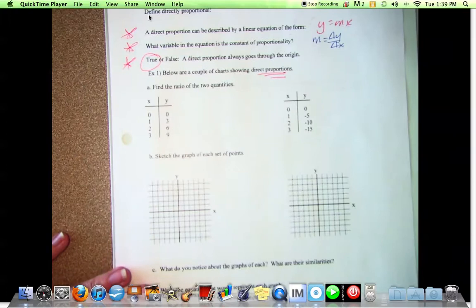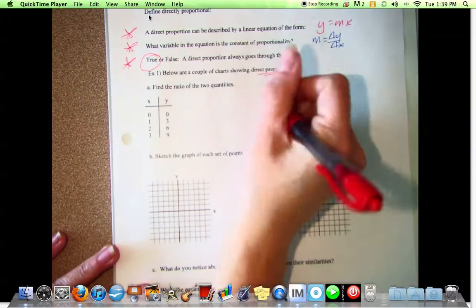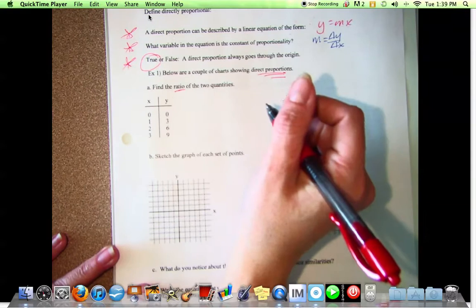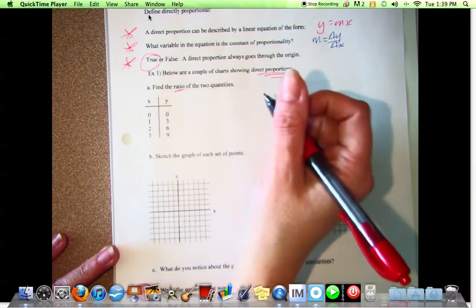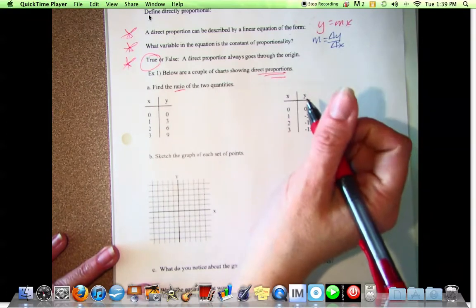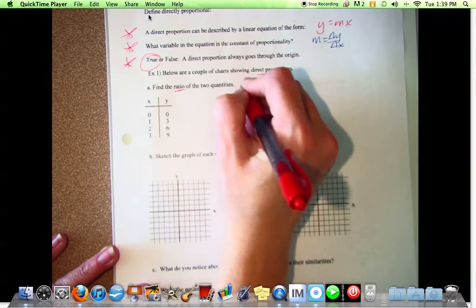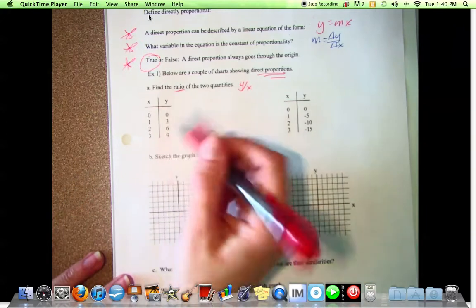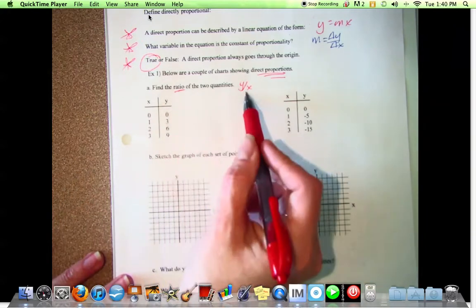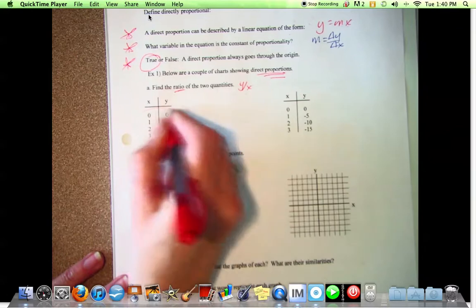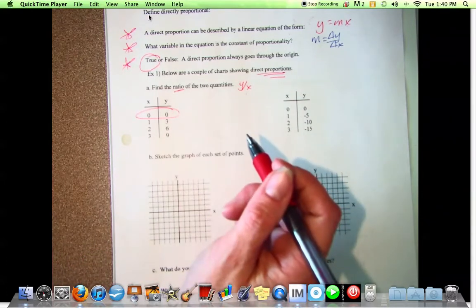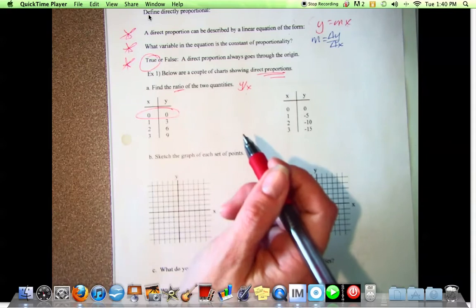Find the ratio of the two quantities. So we can find the ratio of the two quantities looking at what letter? What variable tells us m? And m gives us y over x, the change in y over the change in x. So to find the ratio, we have to look at our x values and our y values and come up with the ratio. So 0 divided by 0 on your calculators gives you what?